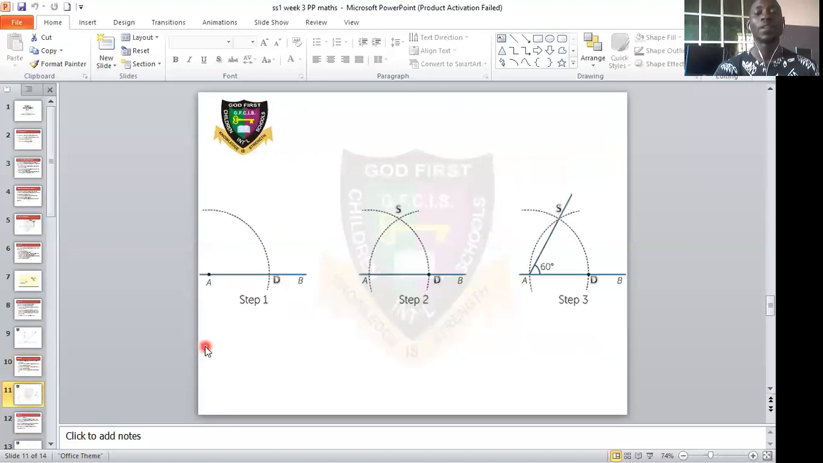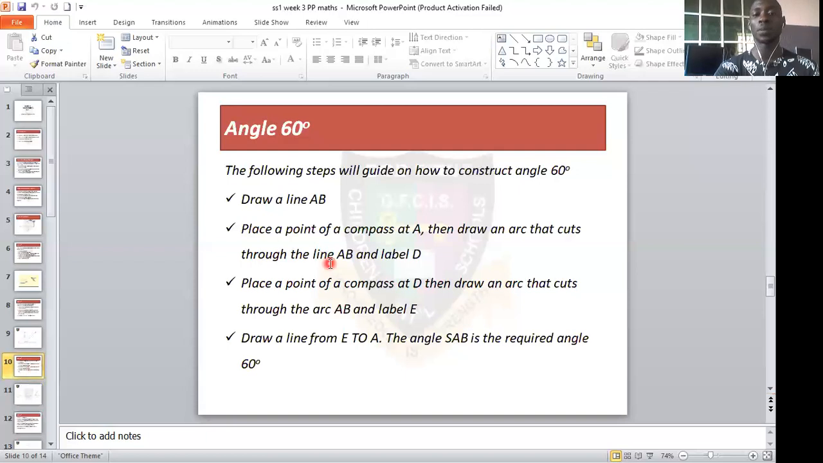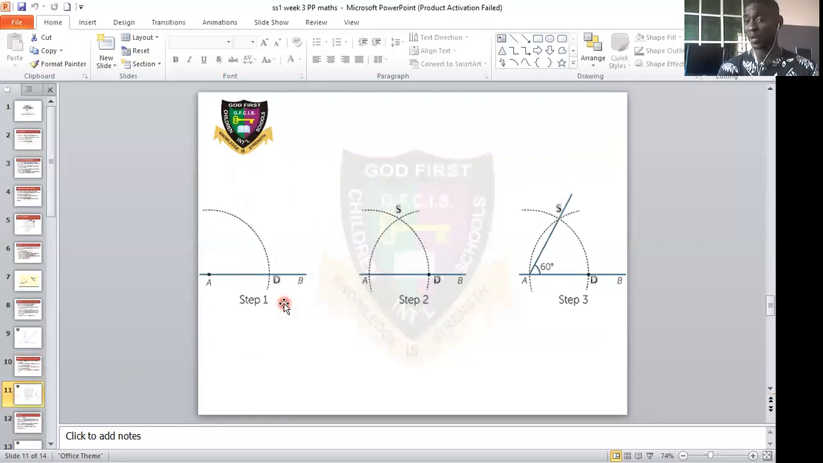So this is it. First, draw a line AB. Number two says, place the pin of the compass at A and draw an arc that cuts through line AB and label it D. So if you place your compass here, draw an arc. Yours can be longer or bigger than this. Please just take note of the procedure. I'm just explaining the procedure with this diagram. This is D, so label it here.